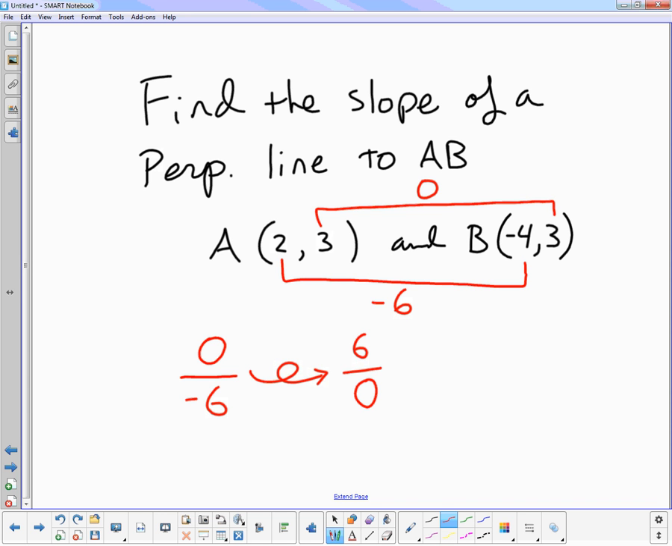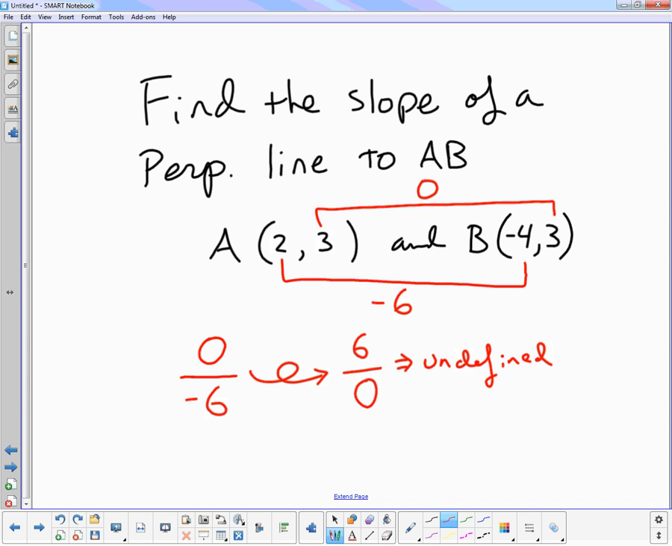Now, what's that all about? You have to flip it before it becomes undefined. Okay, you cannot divide by 0. It does not make sense.